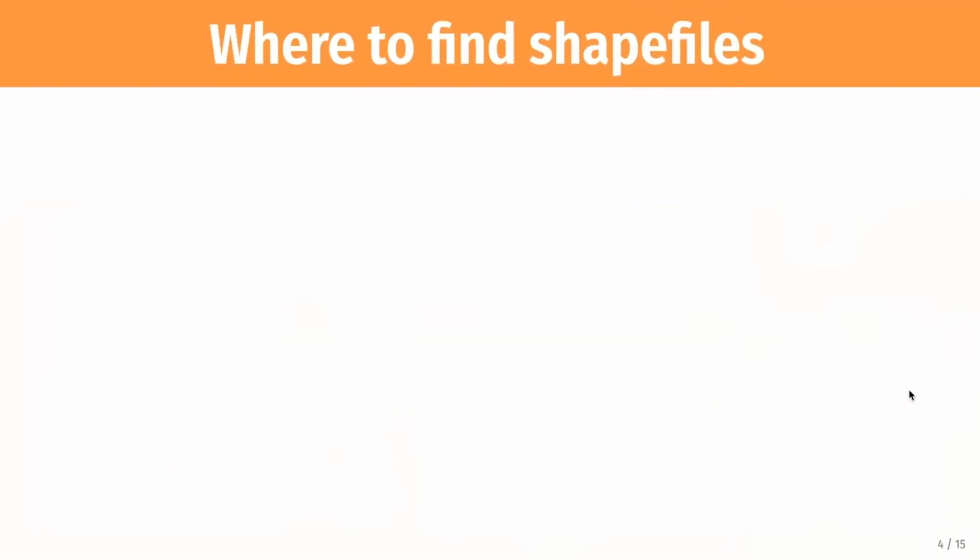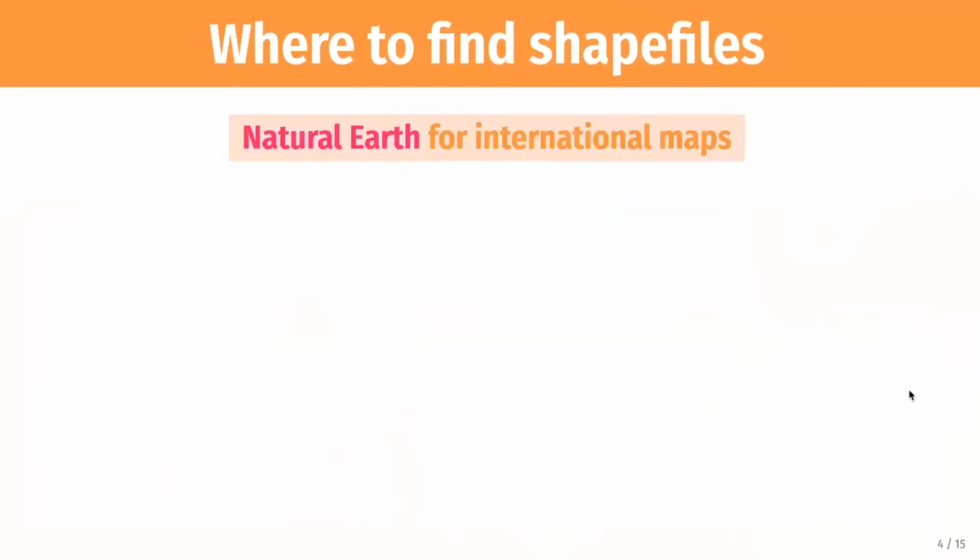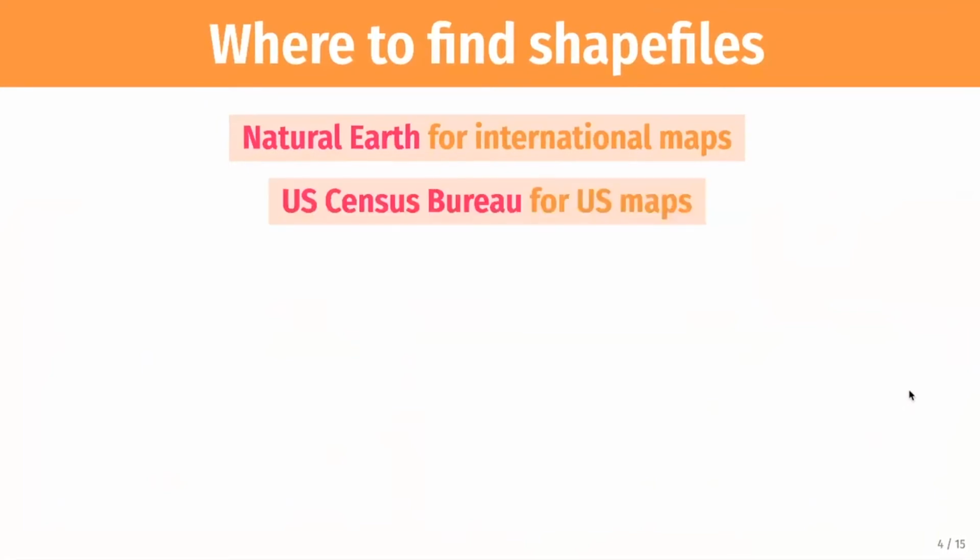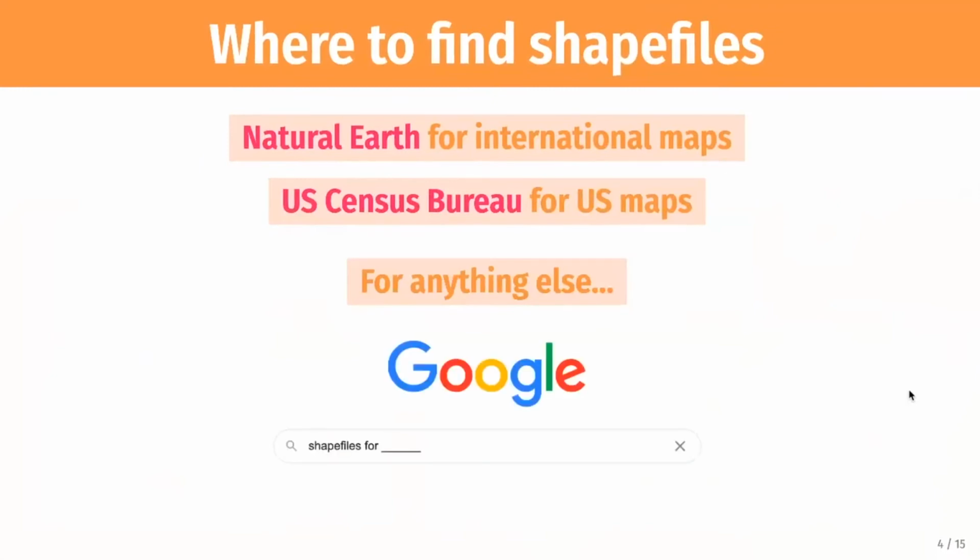Where do you find these things? The internet. There's a website called Natural Earth that has all sorts of world maps. The Census Bureau has a ton of maps for the United States: county level maps, precinct level maps, zip code level maps, tribal maps, all sorts of things. If you click on that link, or if you use the workshop website, it'll take you to a whole bunch of different places at the census to download shapefiles. For anything else, you Google it.